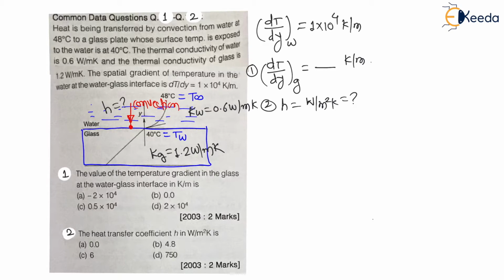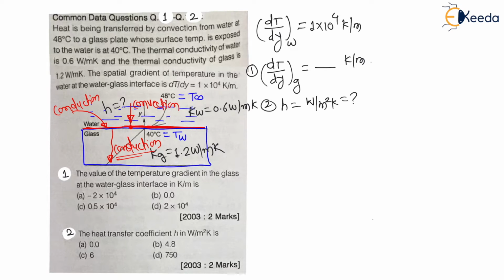And my dear students, at the water glass interface, in the very first layer, there is a no slip condition. As there is no slip condition on this first layer, there will be conduction. And in the glass, again there will be conduction. This will be the mode of heat transfer. From water to glass, there will be convection. In the very first layer between the water and glass, there is conduction, and in the glass, there is conduction.